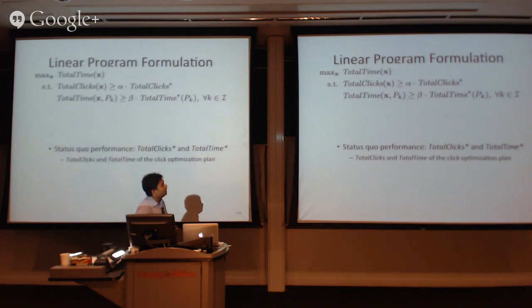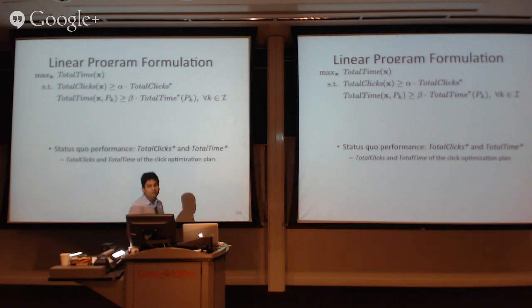You want to say, well, I want to maximize total time spent on the site, subject to the constraint that the total clicks I get should not be less. I should not lose more than 1 minus alpha % of the total clicks I will get if I have used the click maximization system.